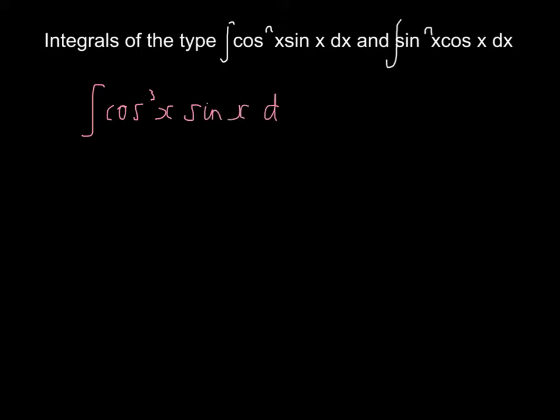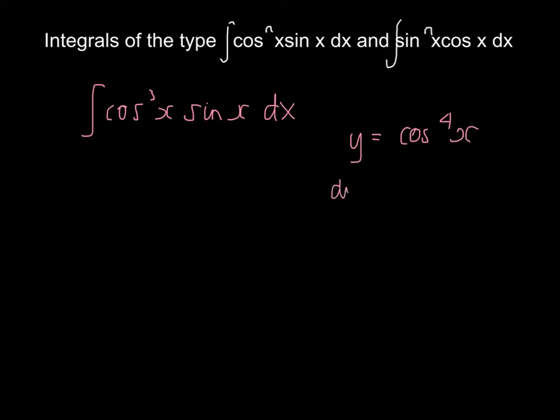Why they're easy is because if we make a guess at something and then use the chain rule to differentiate, it comes out quite nicely. So what it makes sense to guess there is y is cosine to the power of 4 of x.